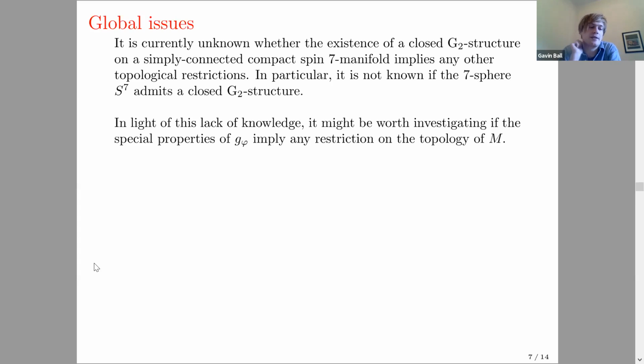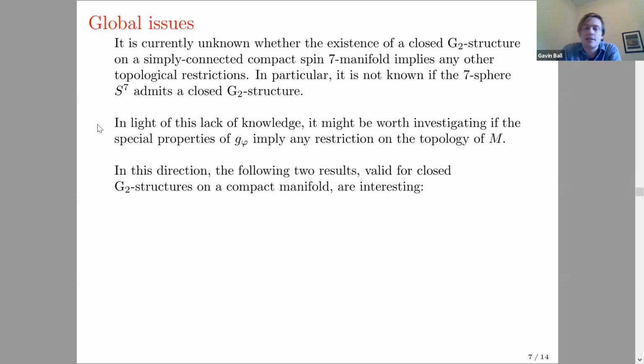So remember I said that closed G2 structures depend on far fewer functions of variables than metrics. So this says that the metric induced by a closed G2 structure is quite special. So it might be interesting to see if the special properties imply any restriction on the topology of M. Now we know this doesn't happen for co-closed G2 structures. So it's not obvious that this would happen for closed G2 structures, but it might.